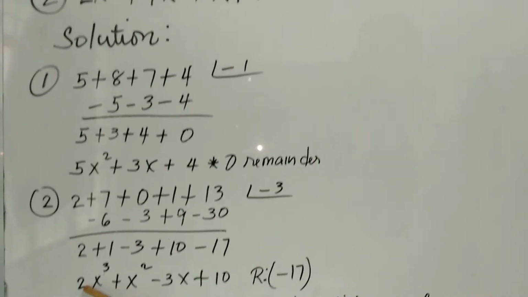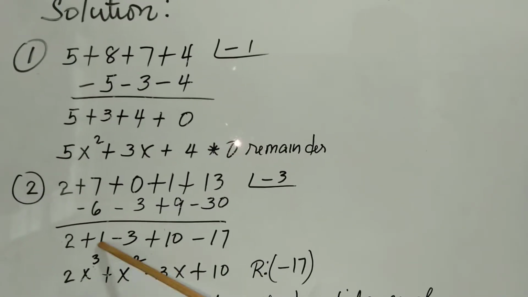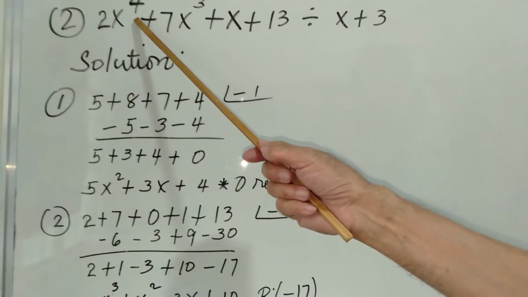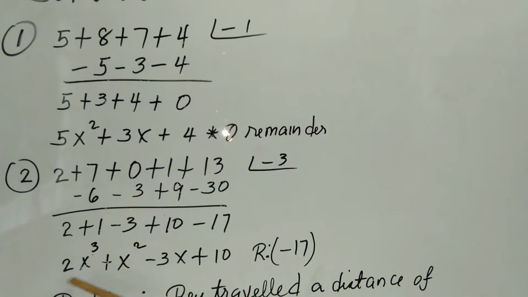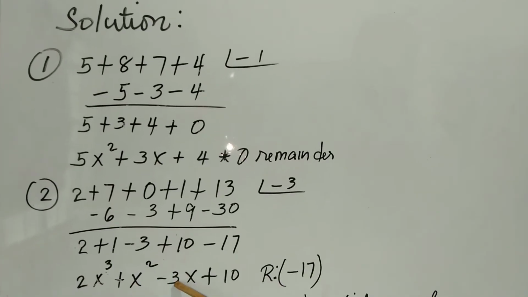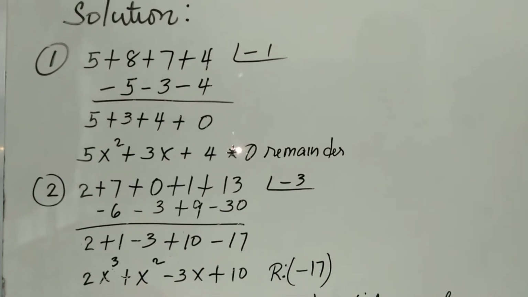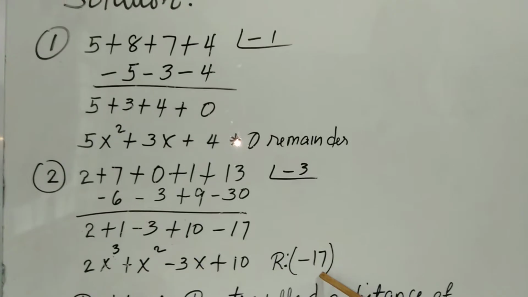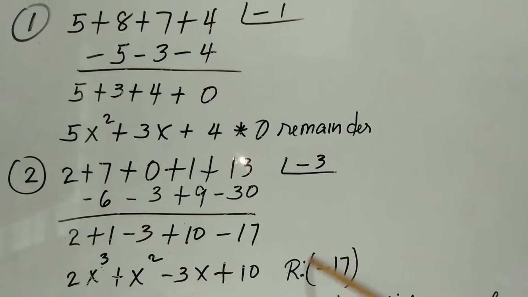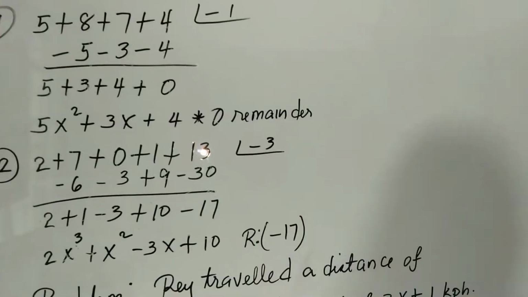Then we decrease the exponent of the leading term by 1. Since this is x to the 4th, the first term is 2x cubed plus x squared minus 3x plus 10. And this last term, the constant, is our remainder. This can be written also as negative 17 over its divisor, x plus 3. So that's the same.